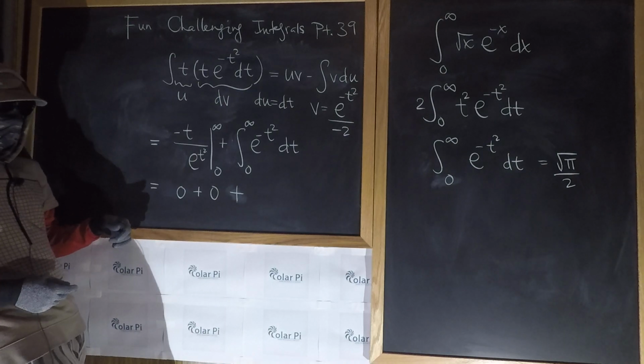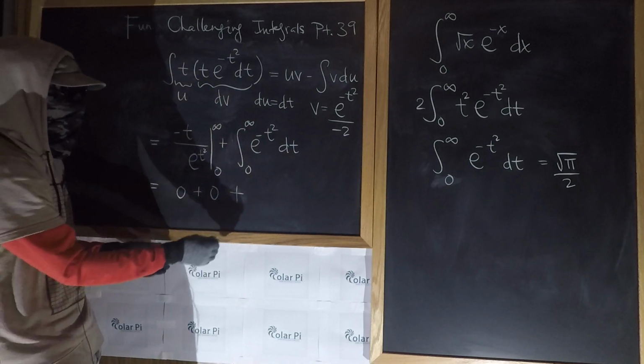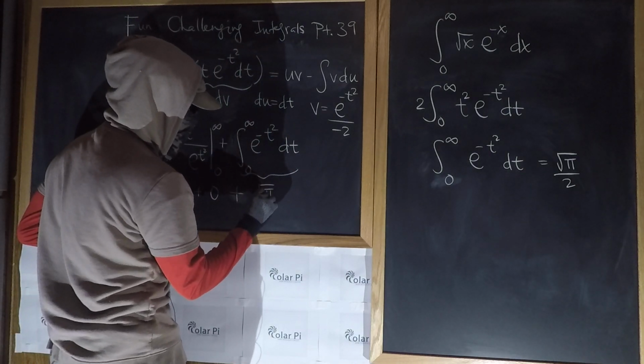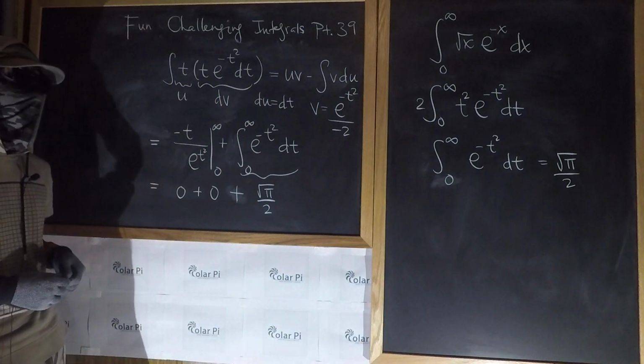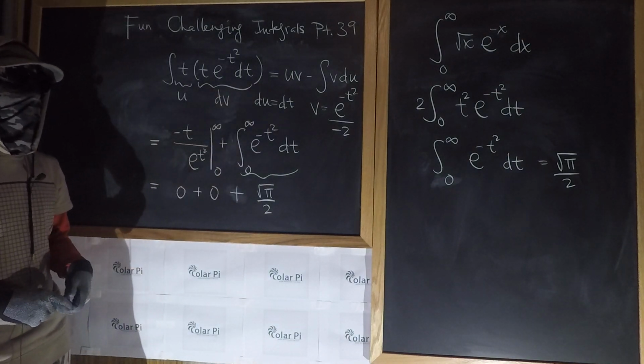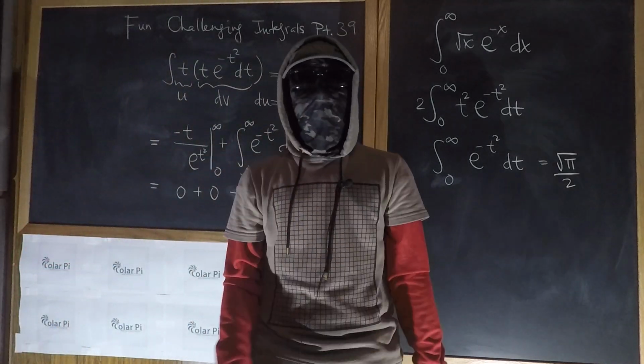Wait, that's exactly the integral I have left to finish the job here. So this here is root pi over 2. And if you want to see why in the first place the integral from negative infinity to infinity of this is equal to root pi, I will link that video on the Gaussian integral below.